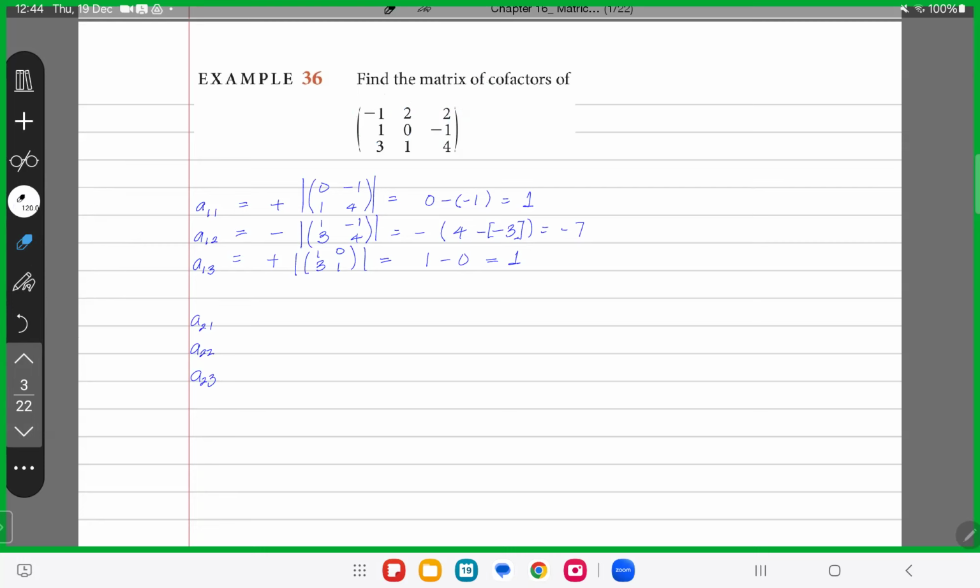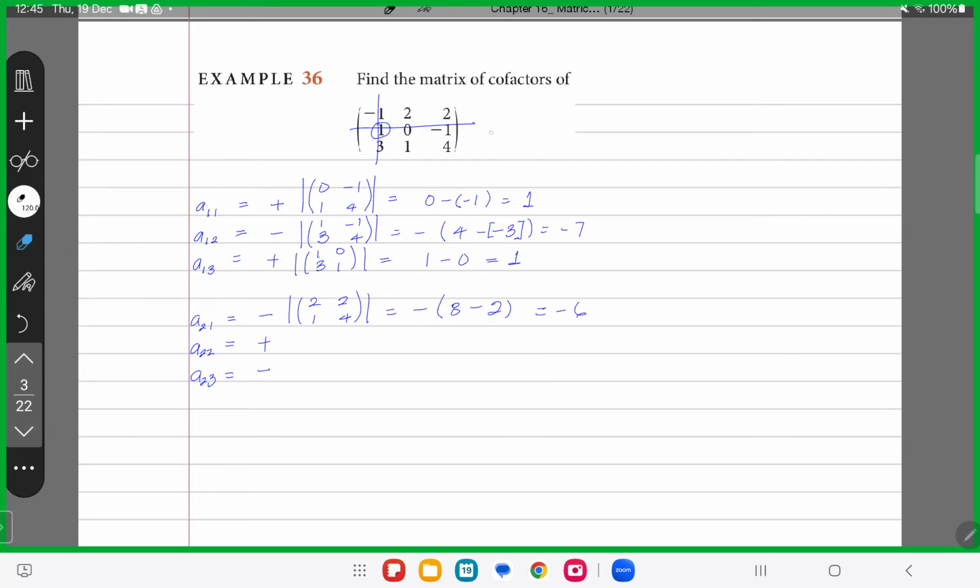Second row. So we're at the second row now, first element. Ignore the elements in the second row and the first column. The sign convention is negative, positive, negative. So this is 2, 2, 1, 4. This is minus 2 times 4, 8, minus 2 times 1, 2. This is minus 6.